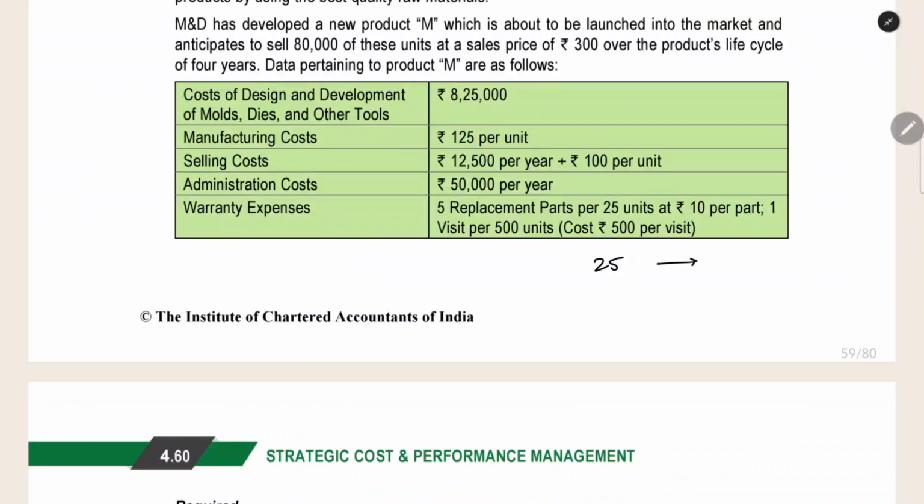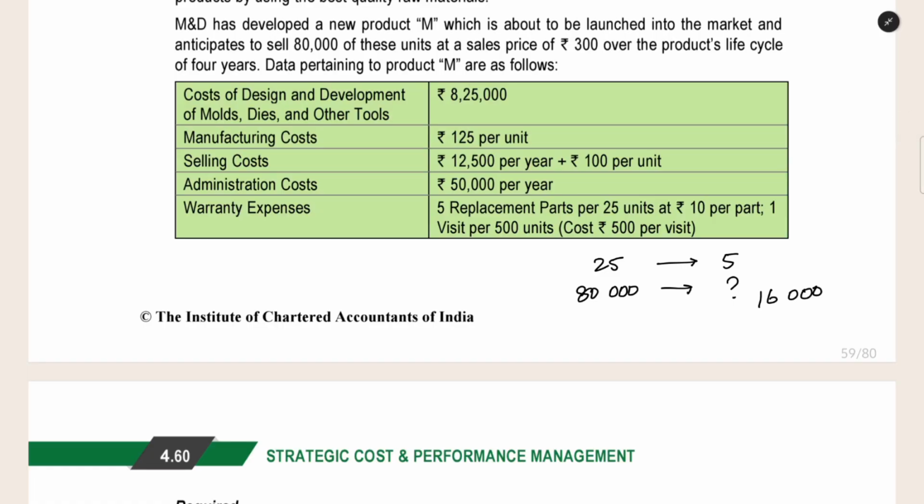For 25 units, we will get 5 replacement parts. 5 units will be of bad quality and we should replace them. For 80,000 units, how many replacement parts will you get? We will get 16,000 replacement parts for 80,000 units. Now, 1 visit per 500 units.